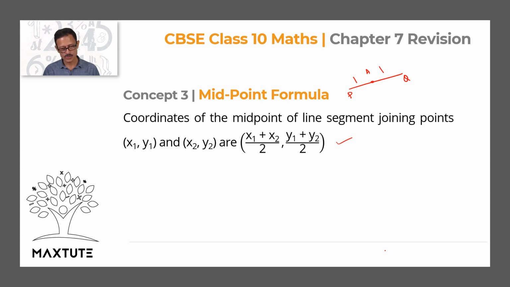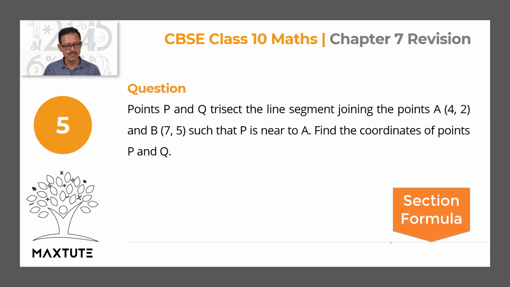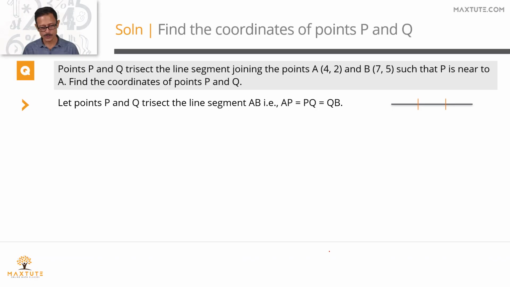Quickly run through a couple of questions to consolidate this idea. Points P and Q trisect the line segment joining the given points. What do we mean by trisect? It's going to divide it into 3 equal parts. P is near to A, that's what they've said. Find the coordinates of points P and Q.